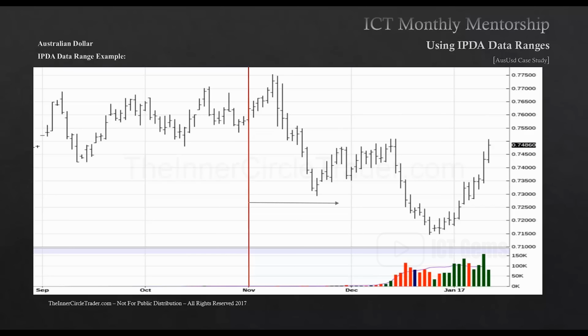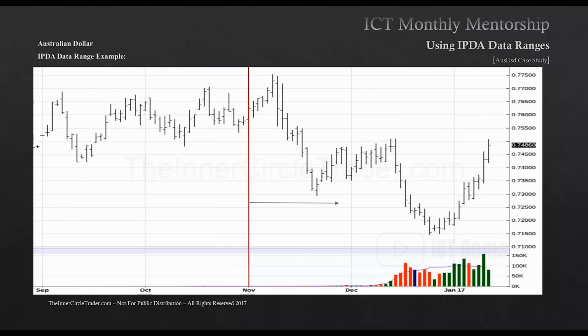And what I want you to do is go back through your charts and don't just look at the Australian dollar. Look at every currency pair. Look at every commodity. Look at individual stocks. Look at indices. And by studying this, it will quickly become clear that there's no randomness to it. There's a specific pattern that this thing does all the time.